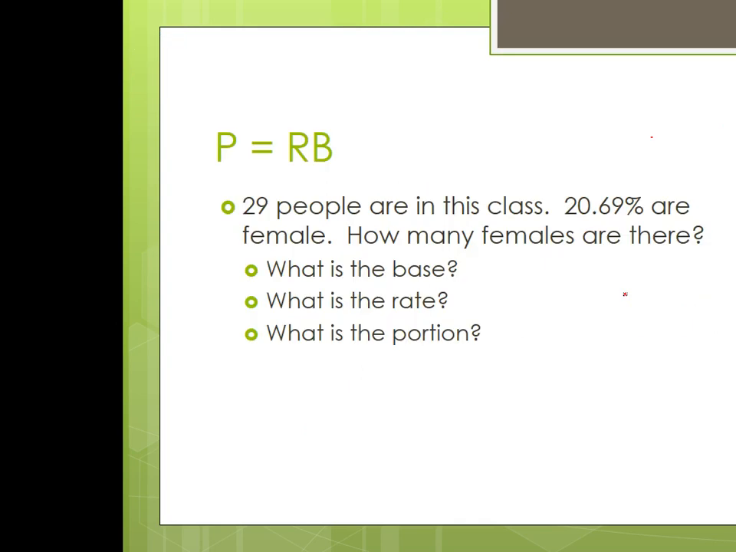So let's say 29 people are in this class. 20.69% are female. How many females are there? Okay, so to figure that out, I can use this formula, and to use the formula, I need to identify the portion, the rate, and the base. So the base is the of part. It's what I'm taking a percentage of. So it's kind of like your total, your original amount. So I have 29 people in the class, so that's my base. That's what I'm taking the percentage of.